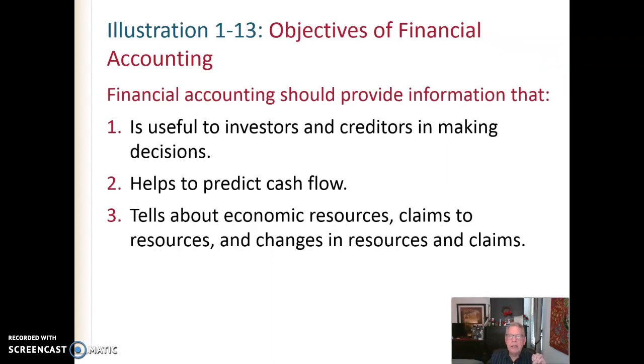Okay, so therefore, the objectives of financial accounting. It provides useful information to investors and creditors in making their decisions. It helps predict future cash flows, and it tells about how economic resources, claims to resources, changes in resources occur.